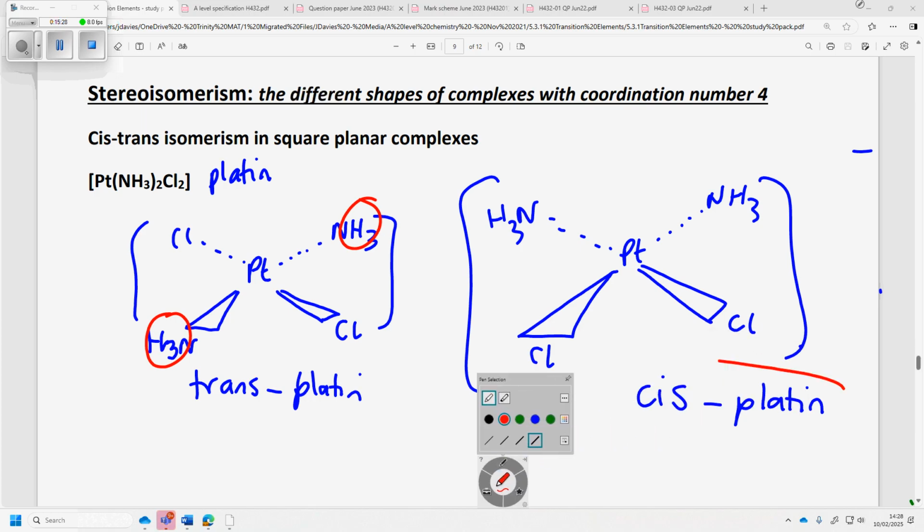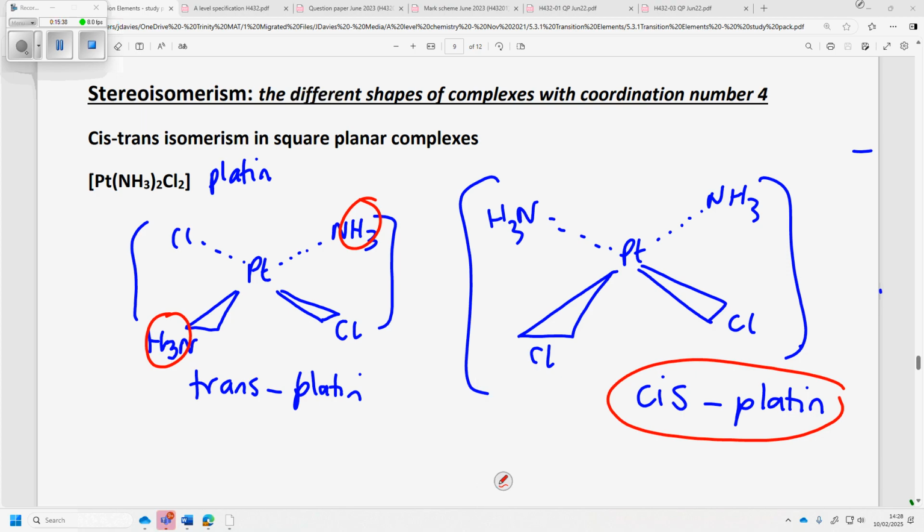Really important compound, really powerful drug used in the treatment of cancer. And that's something you need to know. You need to know this as an example, not just of stereoisomerism, cis-trans isomerism of square planar complexes, but you also need to know that cisplatin is used in the treatment of cancer. So, cis-trans isomerism, a form of stereoisomerism using square planar complexes.